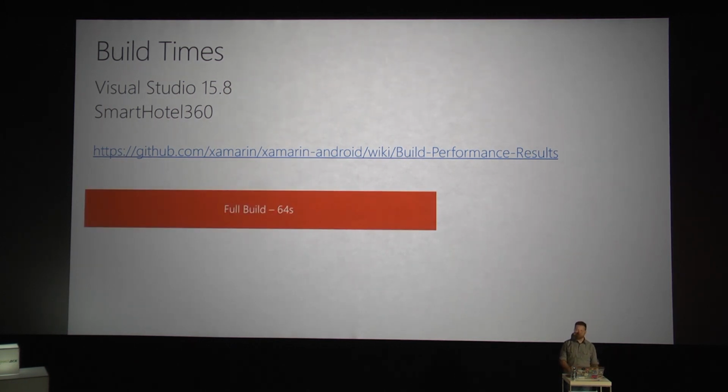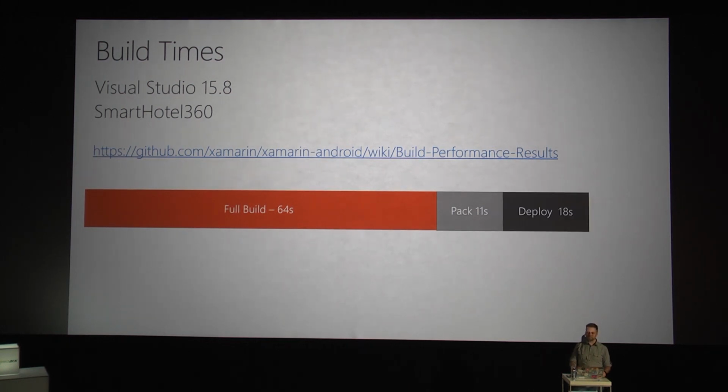So with a full build, it takes approximately 64 seconds, and I'm measuring primarily Android because if you're not aware, Android builds, Xamarin or not, take longer, okay? It's not just a Xamarin thing because we're actually using the native tools to build. So build takes 64 seconds, pack 11 seconds, and then deploy 18 seconds.